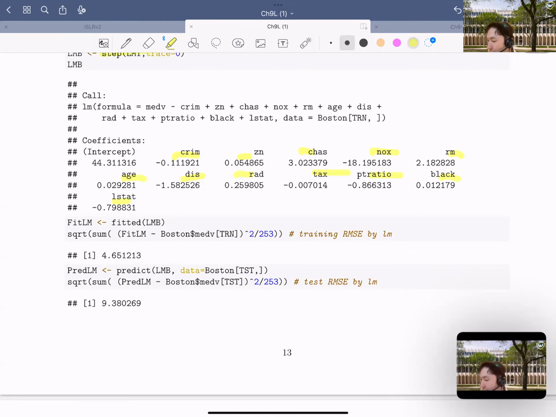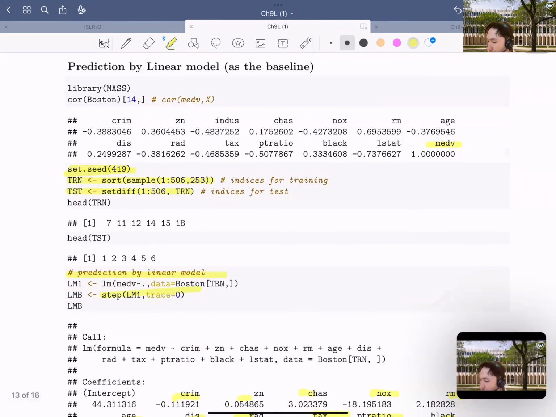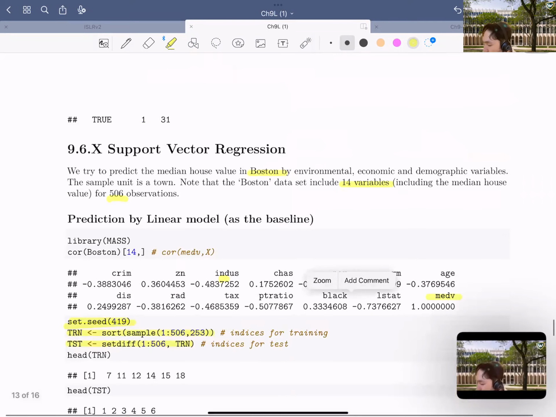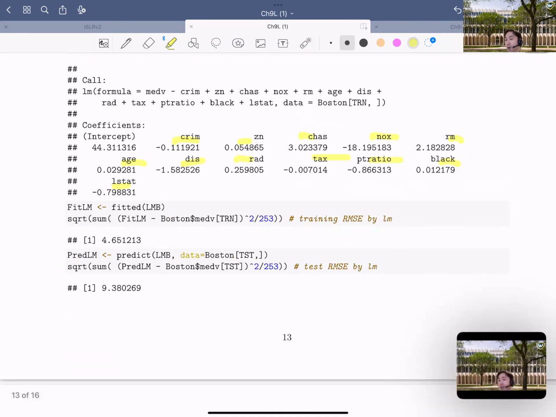Originally we have 14 variables included, so we have 13 predictors. So it chooses most predictors. And the training error in terms of RMSE by this model is 4.65. And the test error is 9.38.